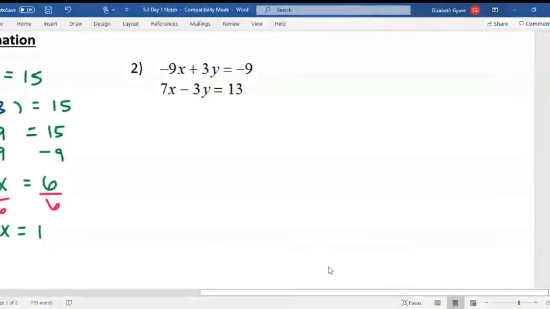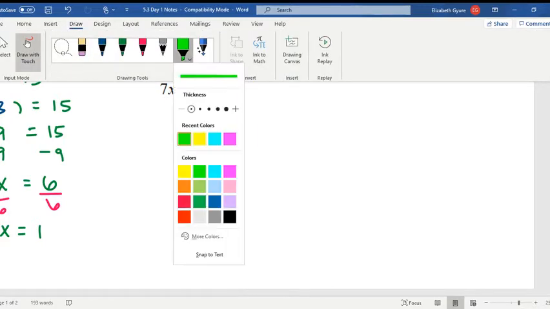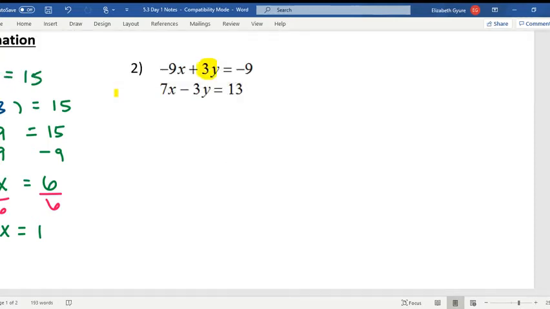Number 2. Okay, so now number 2. First thing, look and see, do I currently have anything that will eliminate? When we get into harder ones, we'll have to make it. And that's okay. It actually doesn't matter if it's in the middle or not. Right here, I have a positive 3y and a negative 3y. Will those cancel with each other? Yeah. Absolutely. Remember, you're looking for the same number, but with different signs.